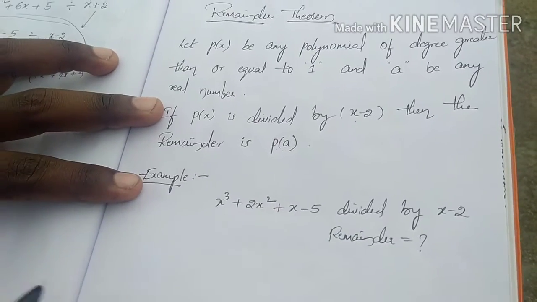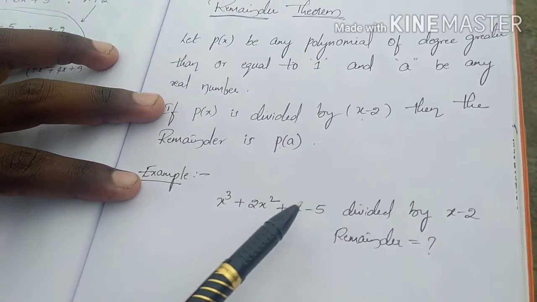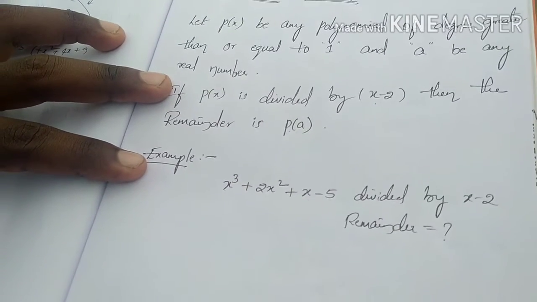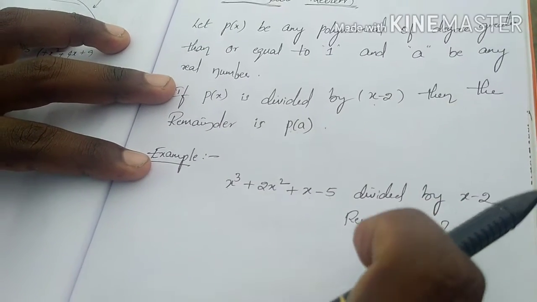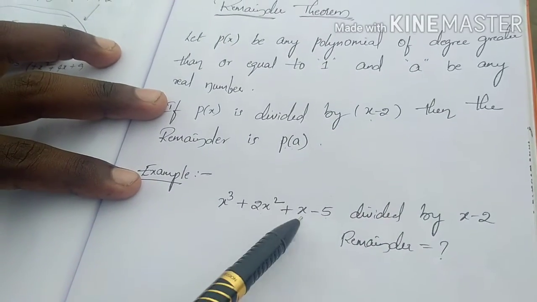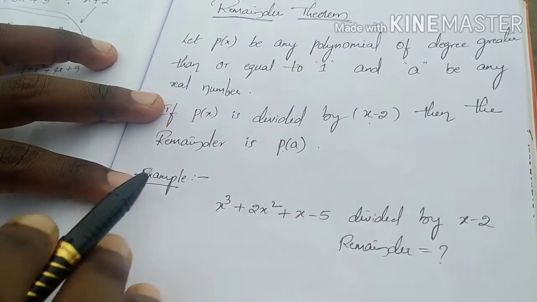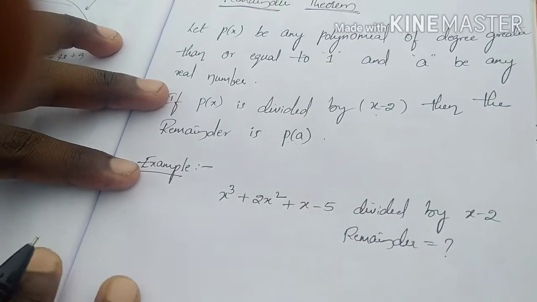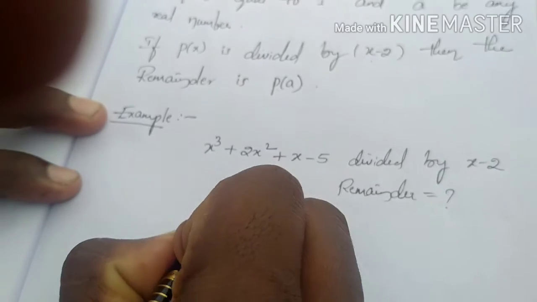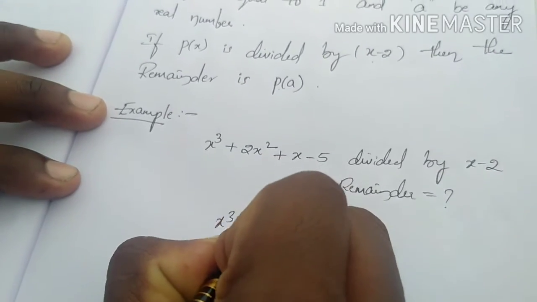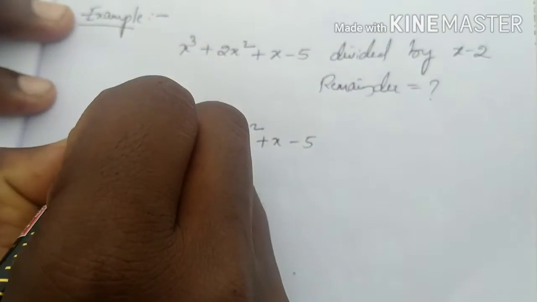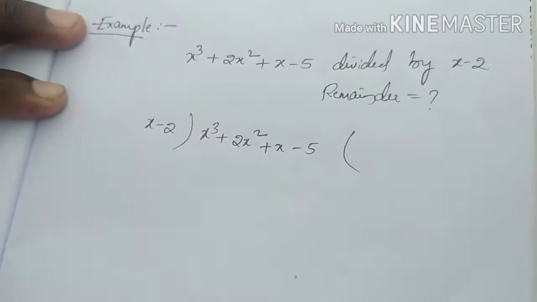What is the general way to find the remainder? We will go for division. The actual procedure is that we divide, and whatever is left is the remainder. But by using the remainder theorem, we won't do such division; we go directly for the remainder. How? We are going to learn that in the further class. So x cube plus 2x square plus x minus 5 is divided by x minus 2.